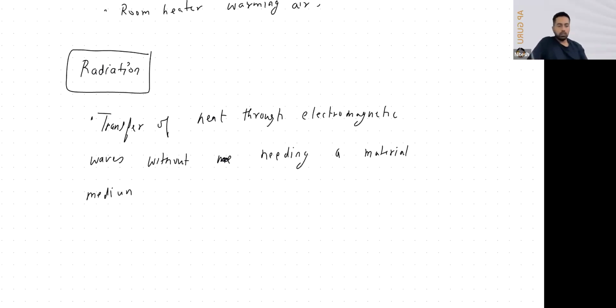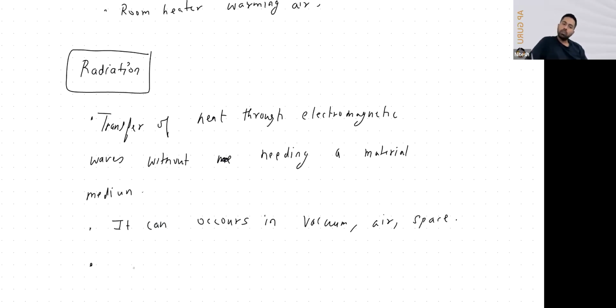It can occur with or without the medium. So it's not like it's only possible in vacuum. It can occur in vacuum, it can occur in the air, it can occur in space. Everywhere it can be possible. Now, how does the heat travel?